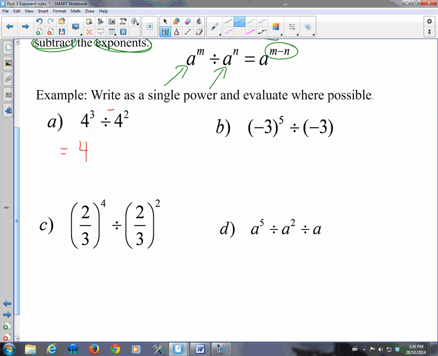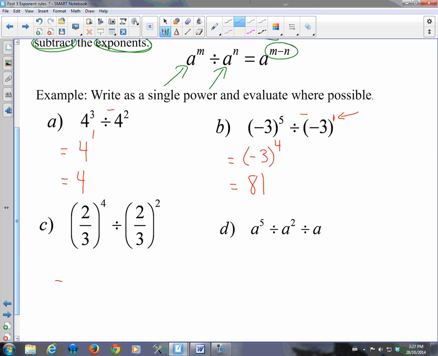So 3 take away 2 is 1, and 4 to the exponent of 1 is just 4. Or if I look at B, I've got the same base. Remember that little trick, if there's no exponent written down, there's an exponent of 1. So I have -3, 5 take away 1 would give me an exponent of 4, and -3 to the exponent 4 would be 81.